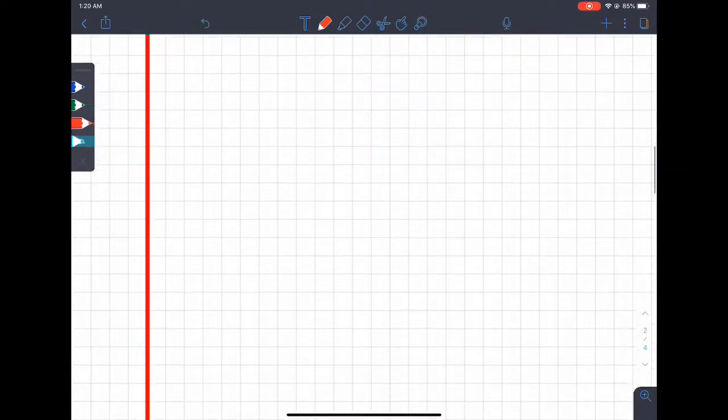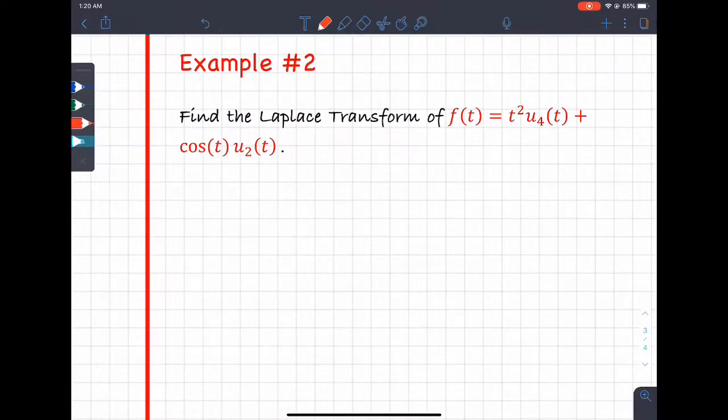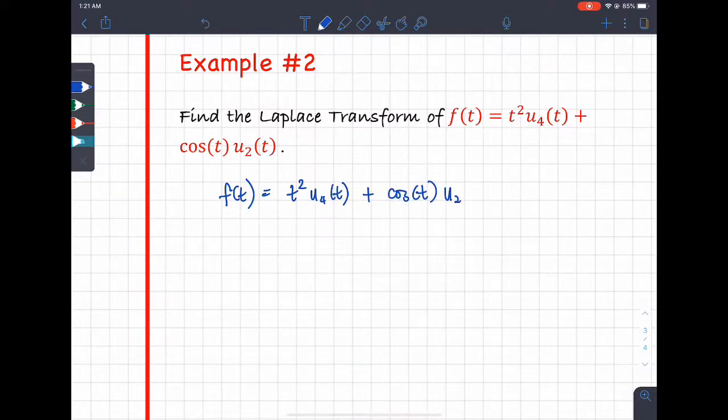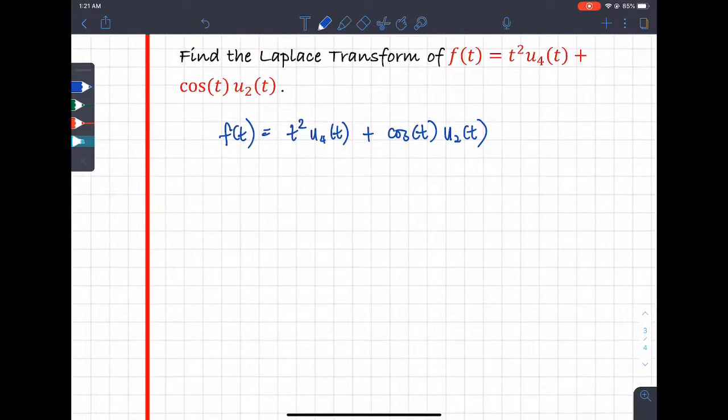So let's have another example. This time around, we have f of t, which is t squared u sub 4 of t, plus cosine t u sub 2 of t. So we have two Heaviside functions. One, the unit step function, is multiplied with an algebraic t squared, and the other one is multiplied with cosine. We are to find the Laplace transform of this one.